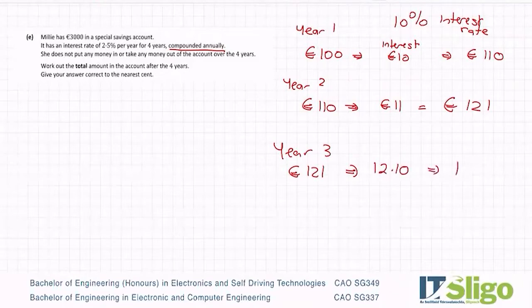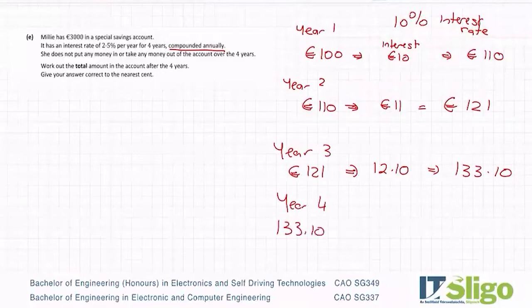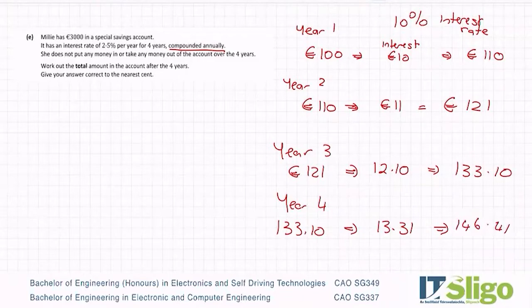I add it on, which is 133, if I can add euros. And then year 4, 133.10. I get 10% of that, which is 13.31. I add it on, and I get 146.41. So the word compound means you add on the interest at the end of each year before you start another year.